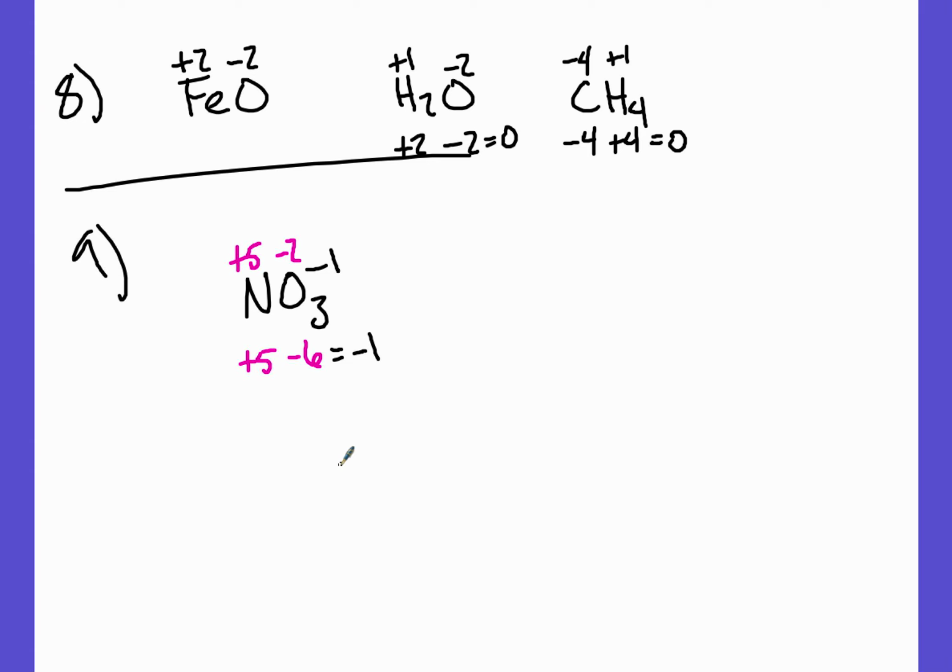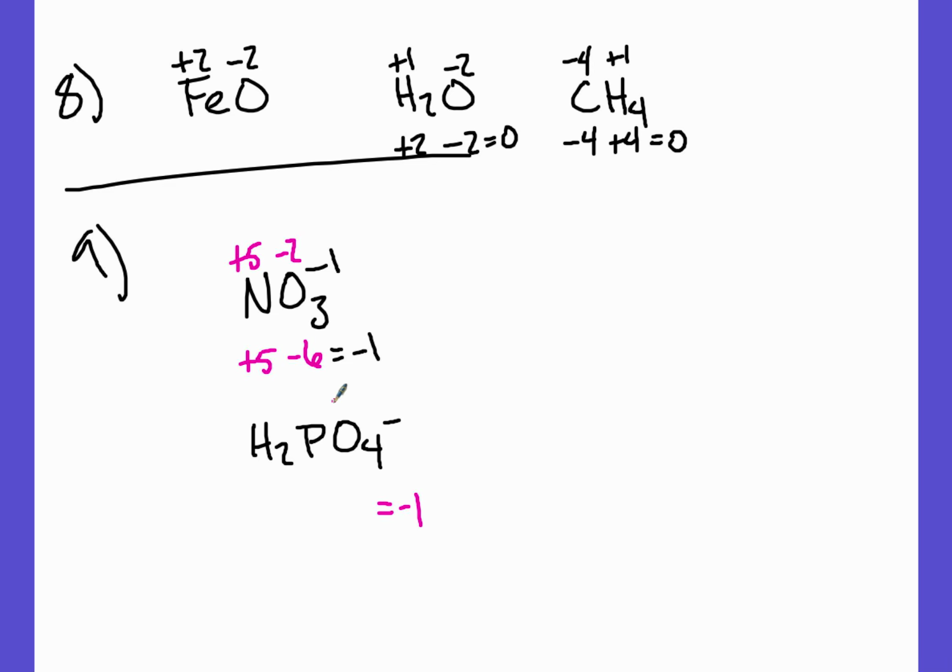Otherwise, I could have other examples, say like, this one has 3 elements in it. So it makes it a little bit tougher even, right? So we're going to have to learn how to do that kind of thing too. Again, overall, I want this to be a -1 because that's the charge of dihydrogen phosphate.